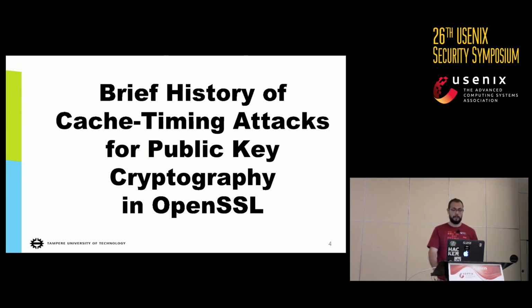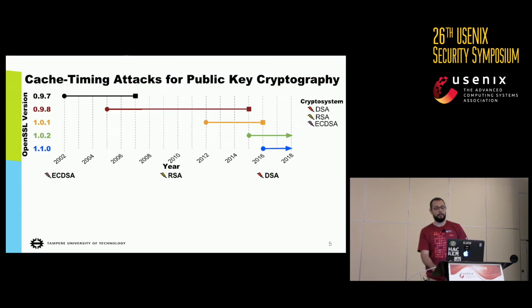So I'm going to give a brief history of cache timing attacks on public key crypto in OpenSSL. This is very specific. There are several attacks I'm not mentioning here because they are not cache timing attacks. They are just timing attacks, or because they attack some symmetric key crypto in OpenSSL.